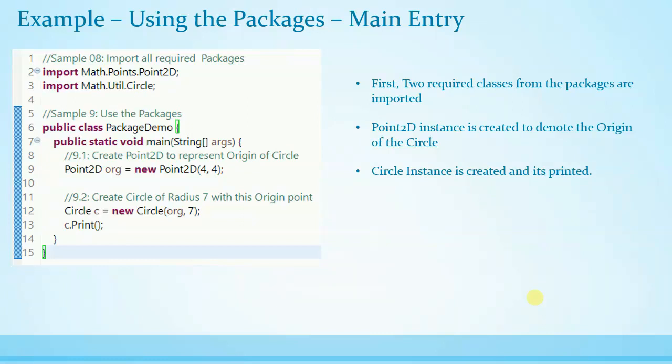Once the instance is created, it is stored in a reference c. Then we are making a call to c.print. Since print is public, we are accessing it here in a class called package demo. So c.print will print the circle's detail in the console output window. Alright, let us explore this in Eclipse.